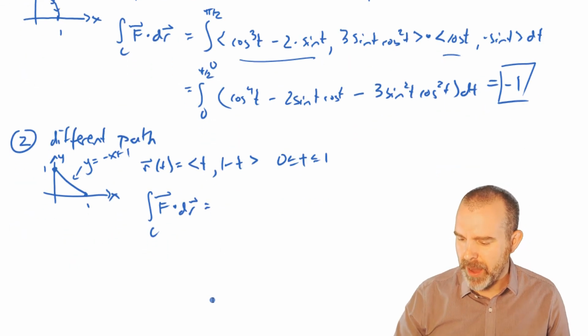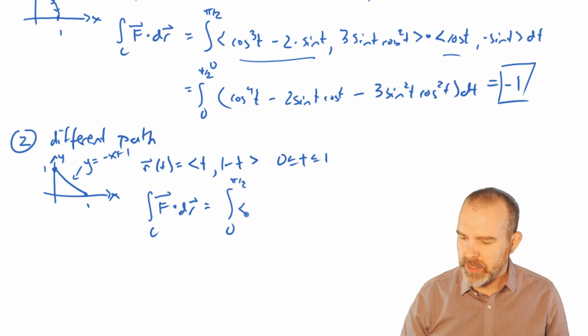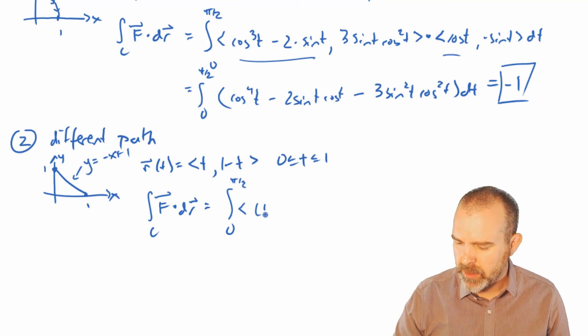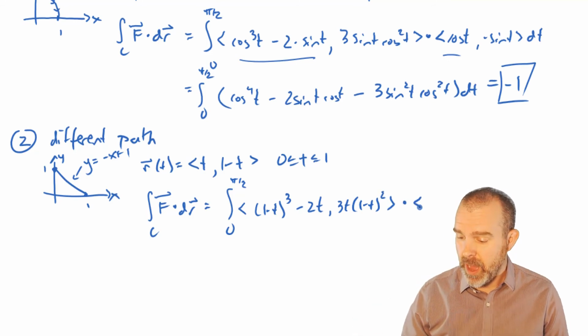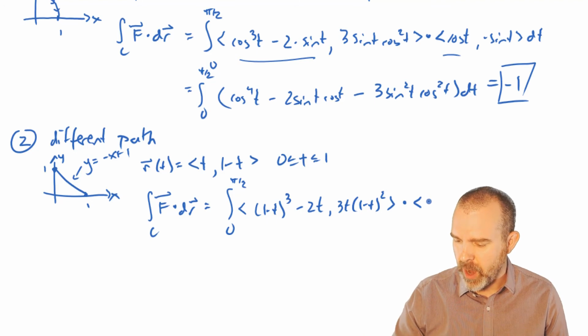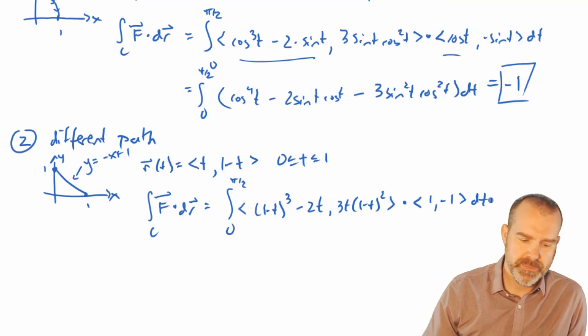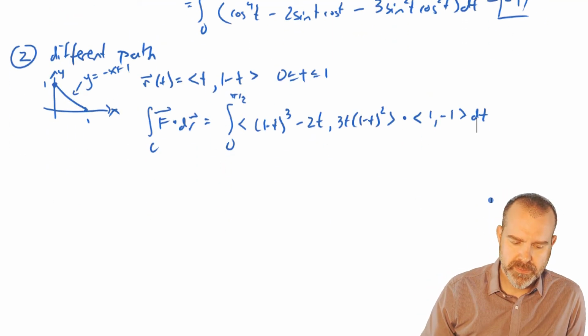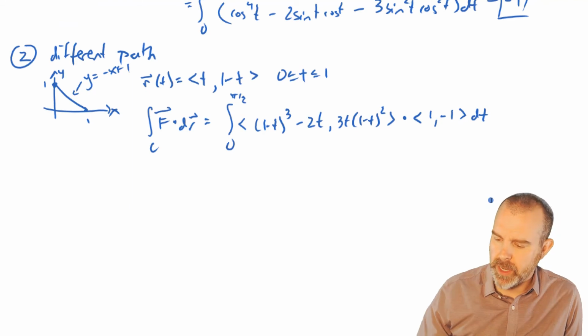becomes, let's see, this is going to look a lot better, integral from 0 to pi over 2, and we have our field, which is y cubed, still a little gross, (1 minus t) cubed, minus 2x, so minus 2t, and then 3xy squared, 3t times (1 minus t) squared, okay, and then the dot product with the derivative of that, well, that's r prime of t, that's just (1, negative 1) dt. That looks a little bit better.